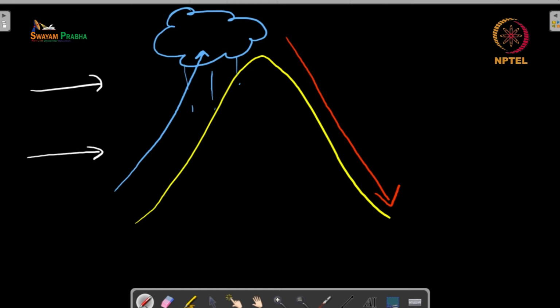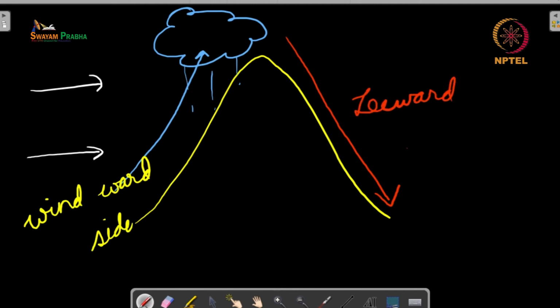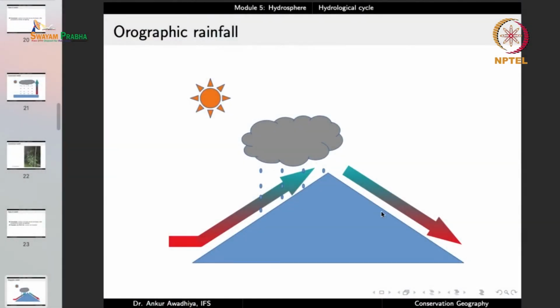Now, the left side that is facing the winds is known as the windward side. And the opposite side is known as the leeward side. So the orographic rainfall is characterized by heavy rainfall on one side, that is the windward side, which faces the winds, and very little rainfall on the other side, which is the leeward side. So this is the orographic rainfall.